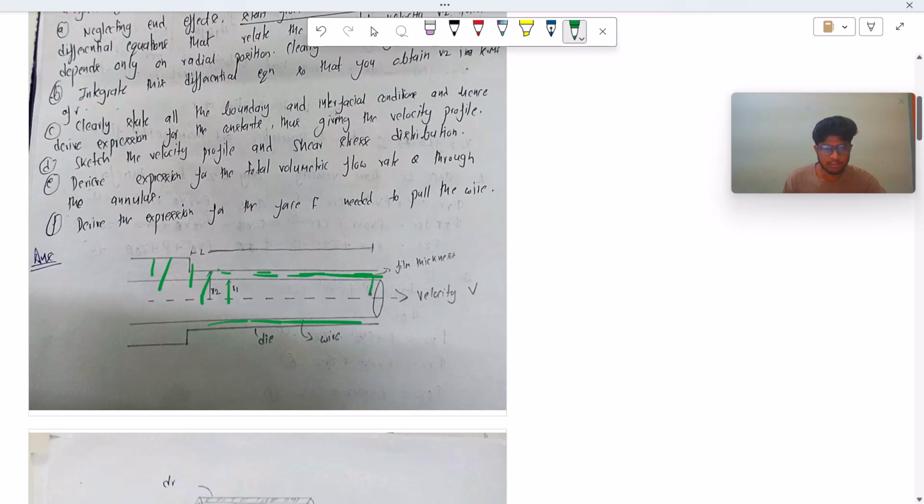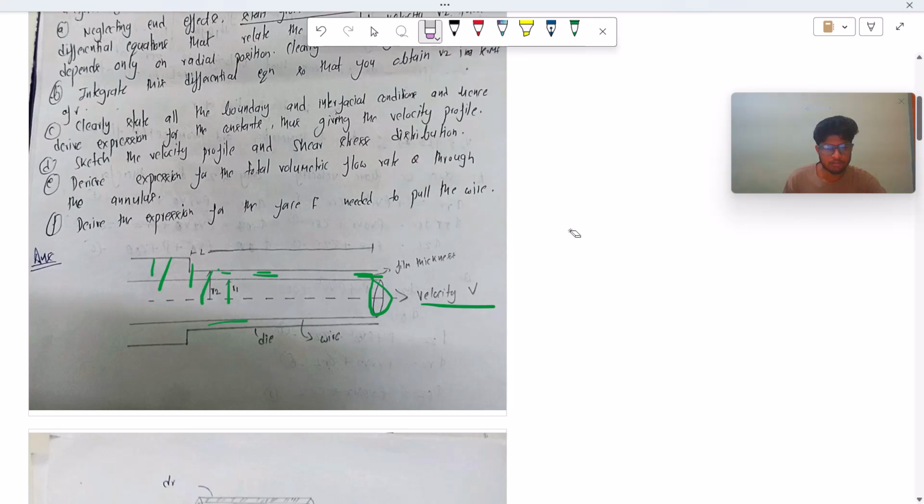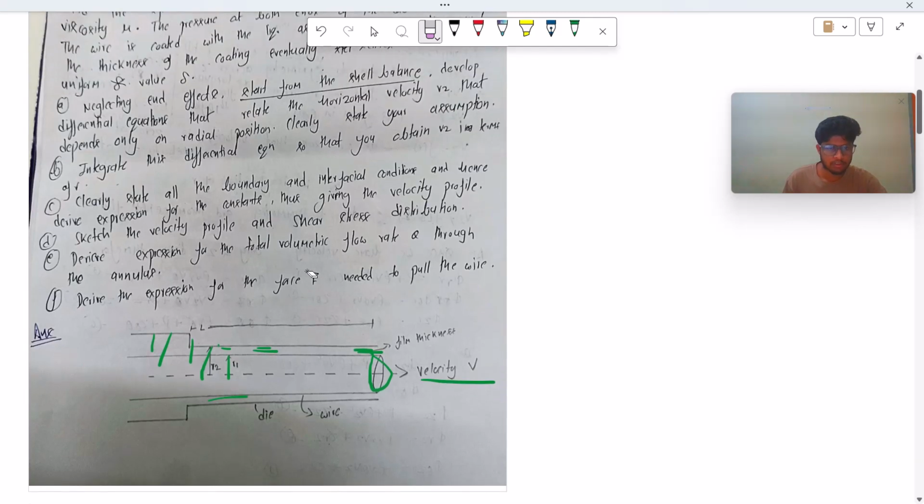The shaded region is filled with fluid on both sides, and we are also given that our wire, basically this cylinder, is moving with a velocity v, and our die is kept constant. The length of our die is L, and the thickness of the fluid between the die and wire is T.